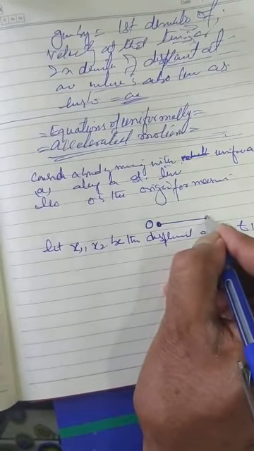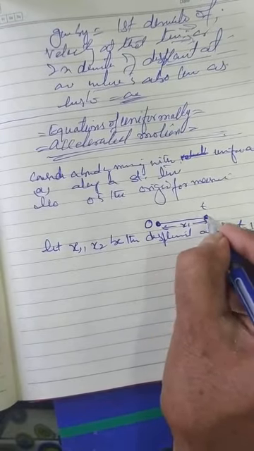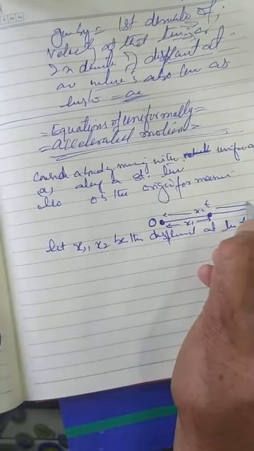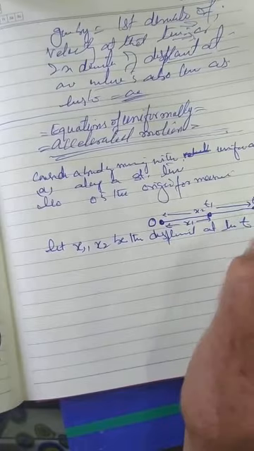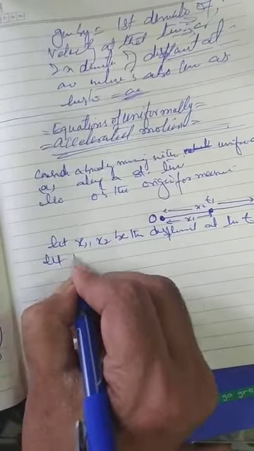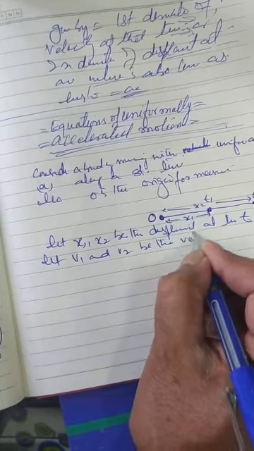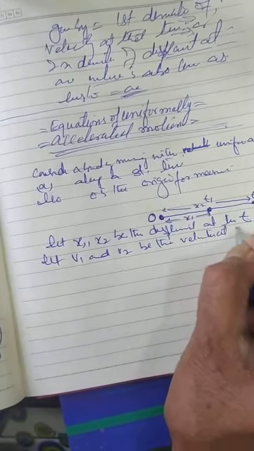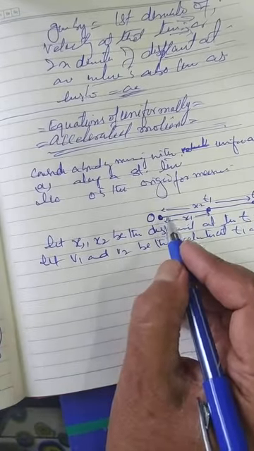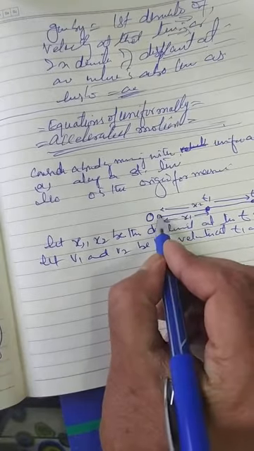This is, यहाँ से यहाँ तक है x1 at time t1. This is x2 at time t2. Let v1 and v2 be the velocities at t1 and t2. So we have a body having uniform acceleration with origin O for measurement.